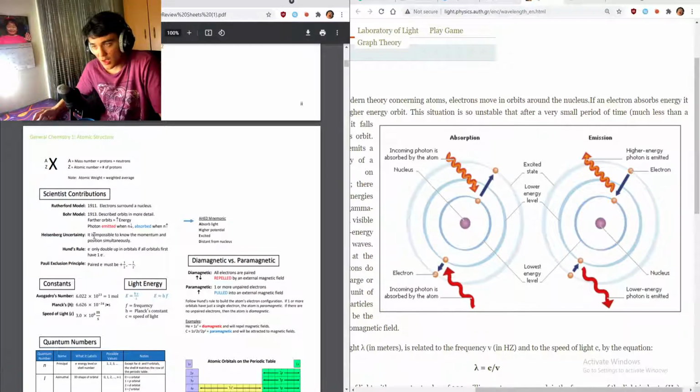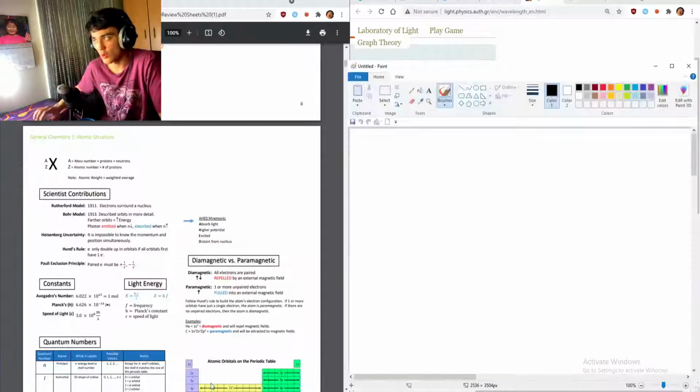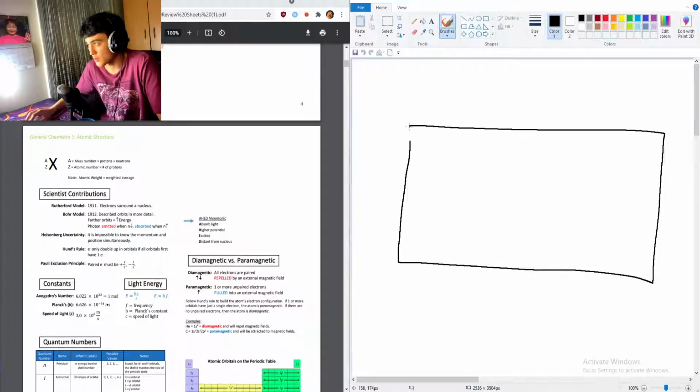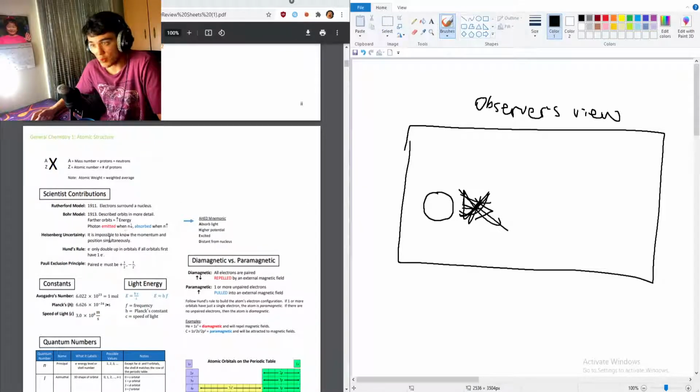Heisenberg Uncertainty. It is impossible to know the momentum and position simultaneously. Basically, let's say this is the observer's view. When we're observing, let's just say a ball rolling that way. Let's just say for this instant we stop and take a screenshot of it. We don't see any movement. That is the motion, that's the momentum. Velocity, momentum, same thing. We don't know the speed of it, but we know its position, that it's right here at, for example, point A.